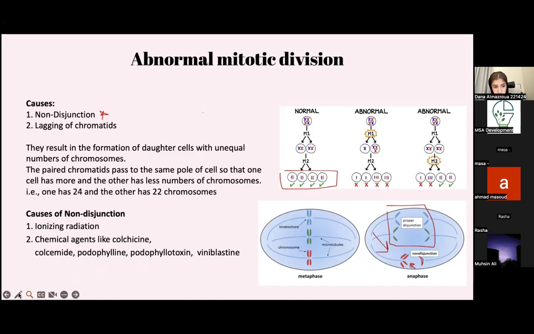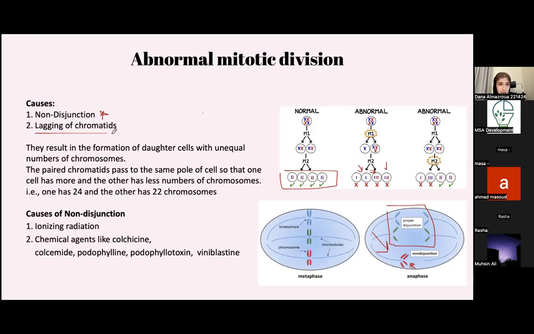I'm just going to erase what I drew so it makes more sense. Okay. If non-disjunction happened, what would happen is 3 would go here and 1 would go here. And this is basically what results in syndromes, abnormalities such as Down syndrome, Edwards syndrome, and so on. So the daughter cells would end up having unequal numbers of chromosomes, and that's obviously not good.